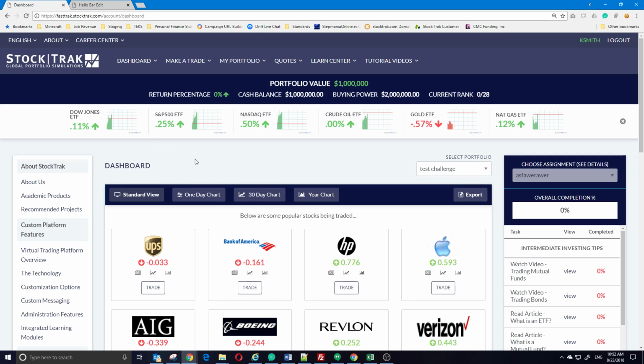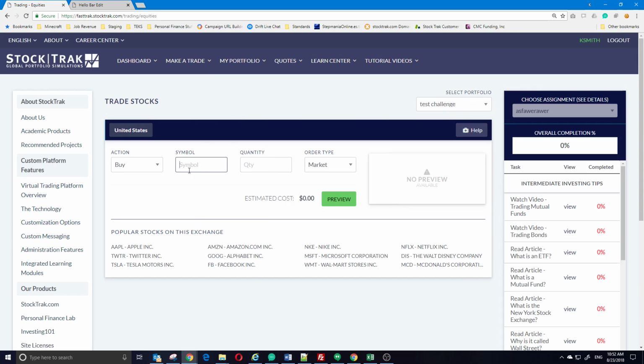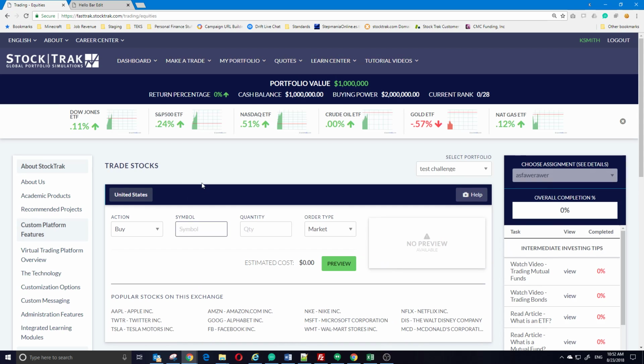To trade a stock, start from your dashboard page and go to Make a Trade at the top of the screen. You can click Trade Stocks and ETFs in order to get to the trading page. Next, you'll need to enter the symbol of the stock that you want to buy. If you aren't sure what the symbol is of the stock that you want to buy, you can just start typing a company name and we'll show you some of those symbols that match.